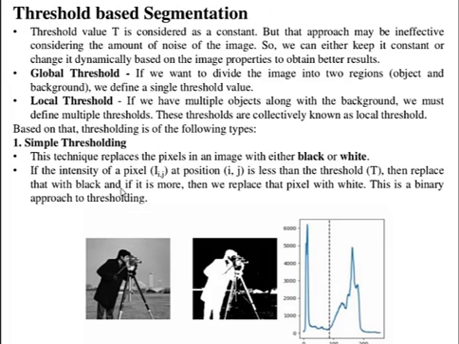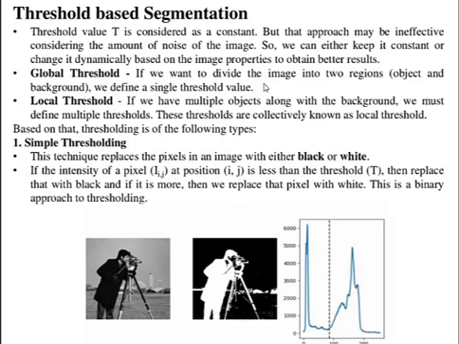So students, now we will see threshold based. Threshold is T, the boundary value. It is constant. We have to learn two different thresholds, starting with the global threshold, if you want to divide the total image into two regions, object and the background.